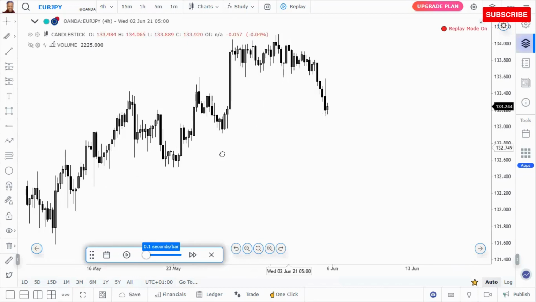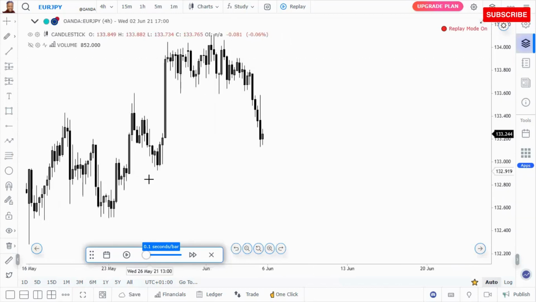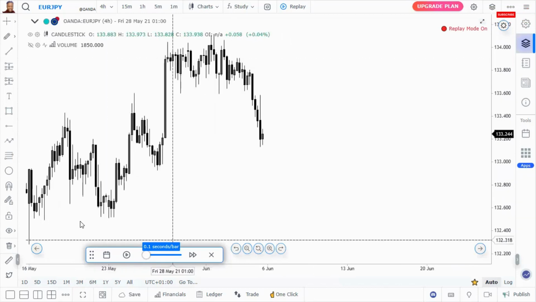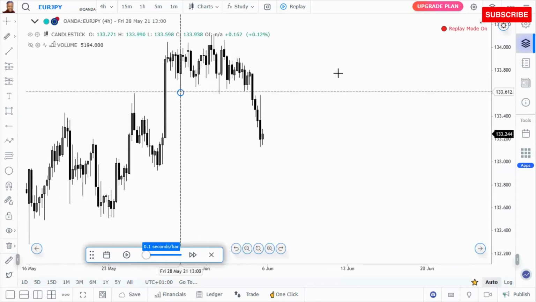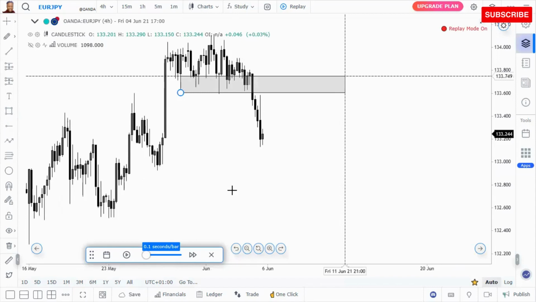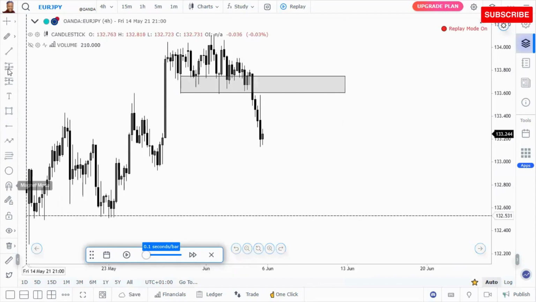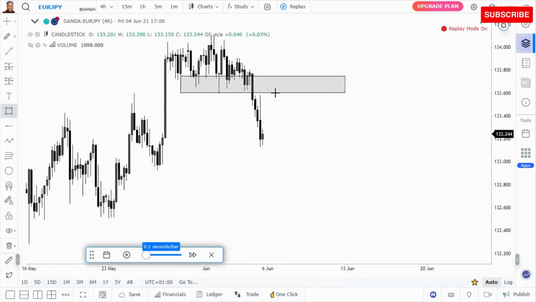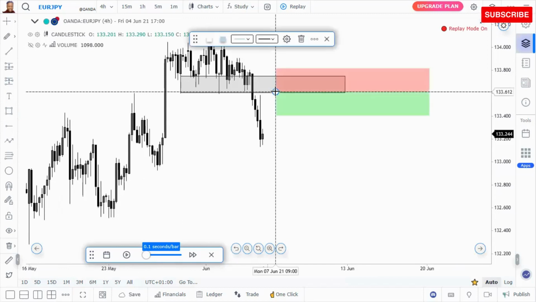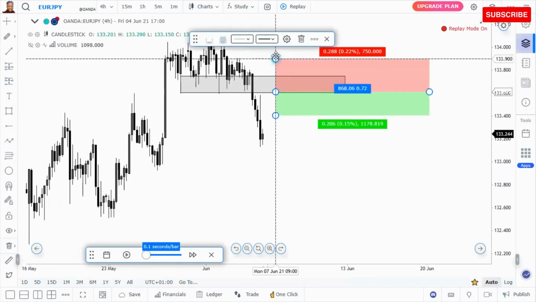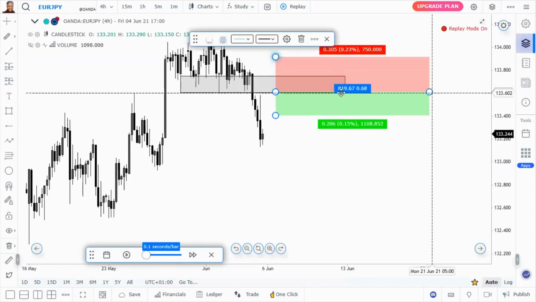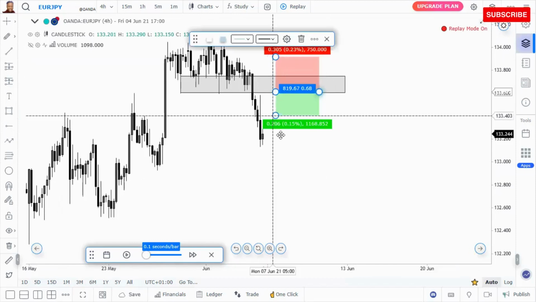Okay, I see some nice wicks here rejecting this area. Beautiful. I like to see this. So I'll highlight this area here as a supply area. Okay, I like to sell there. So I'll just place a sell limit just in case price comes back up. I'll be tagged in. All right, I'll enter there. I'll keep my stop loss just above these wicks here. I like that. Perfect. And I'll aim for 2R.